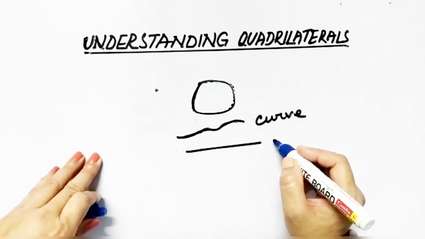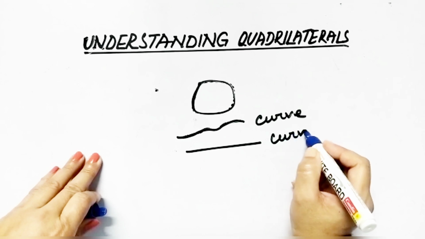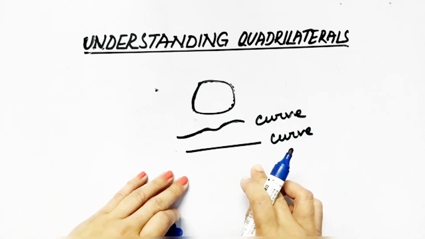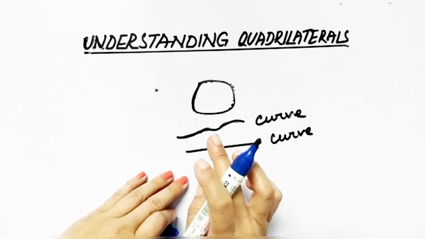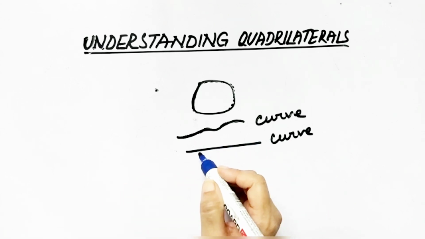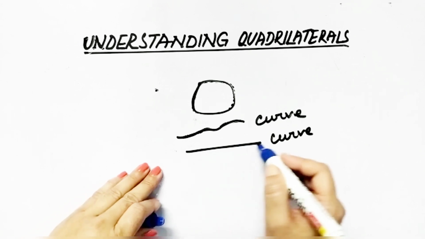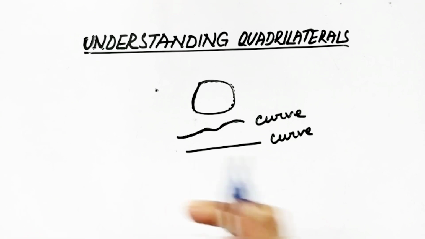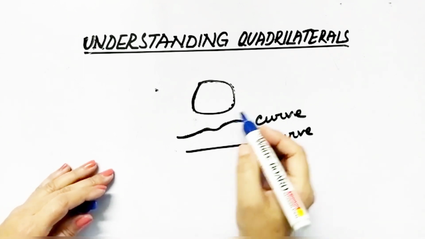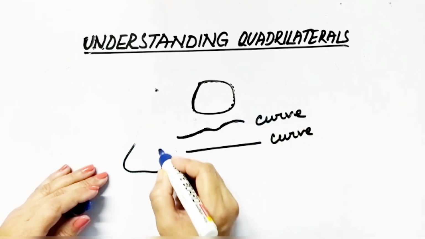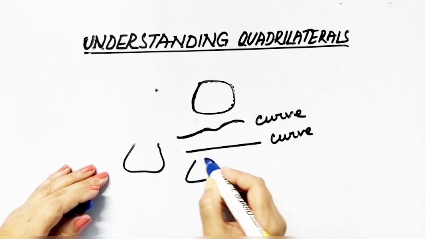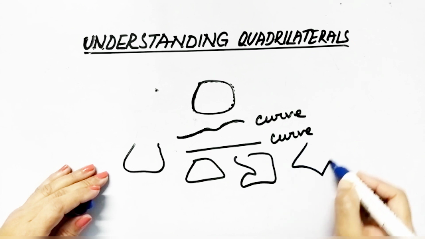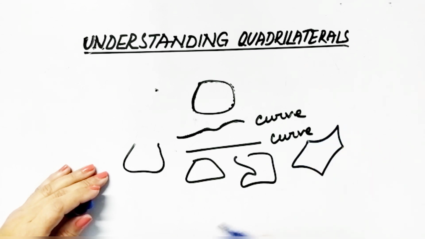This is a straight line. It is also a curve. This is also a curve. This is the sum of an infinite number of points. So what are curves? Curves are continuous smooth series of points. When joined together, they form a curve. Now the curve may be open or closed. This is an open curve, but this is a closed curve. This is an open curve, but this is a closed curve.